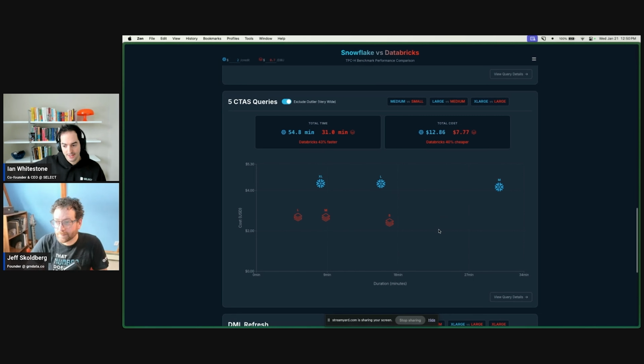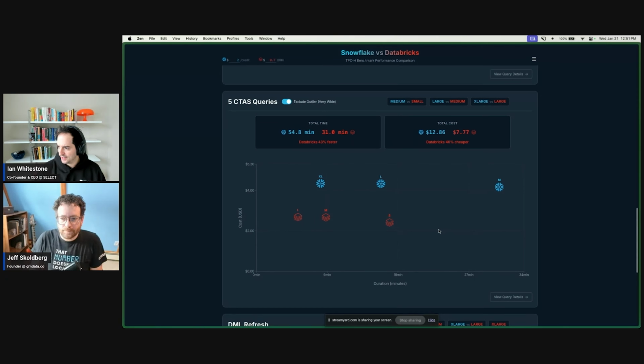out for this is Snowflake now has 2 generations of their virtual warehouses. They have something called Gen 1 and they have something called Gen 2. Gen 2 is actually much more optimized for writing data. It uses specific hardware and software improvements for doing that.